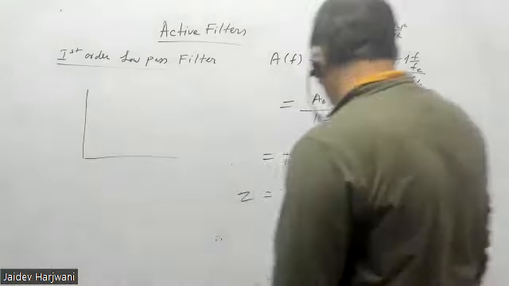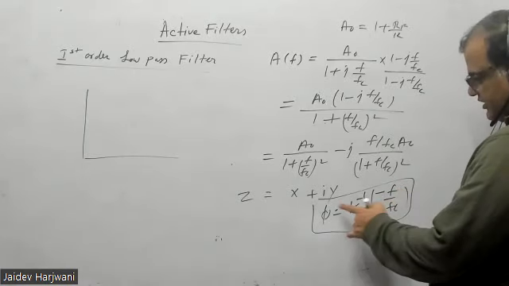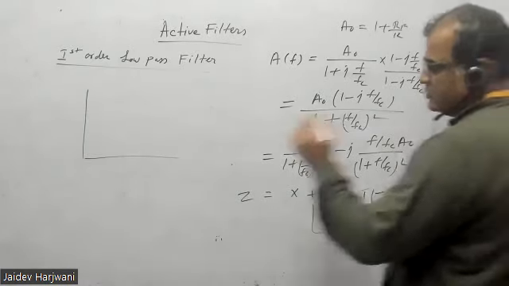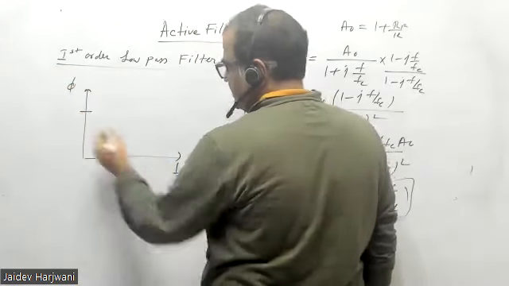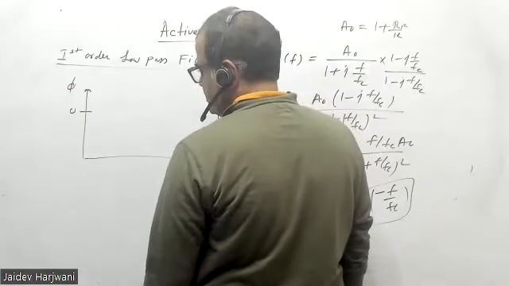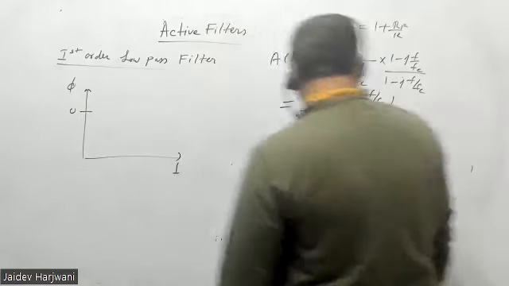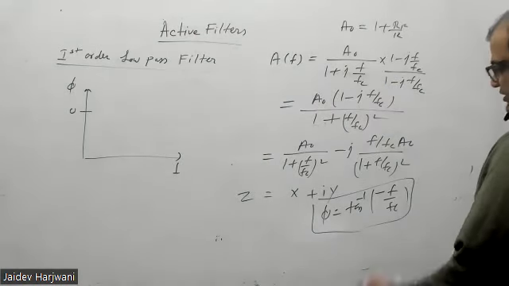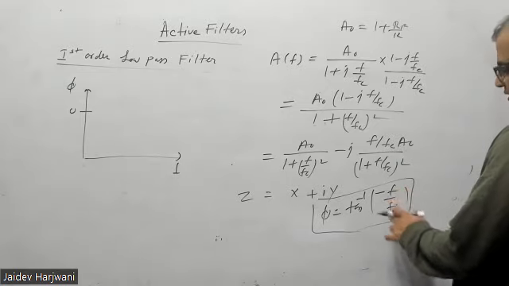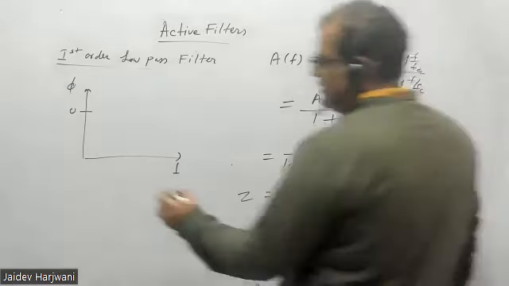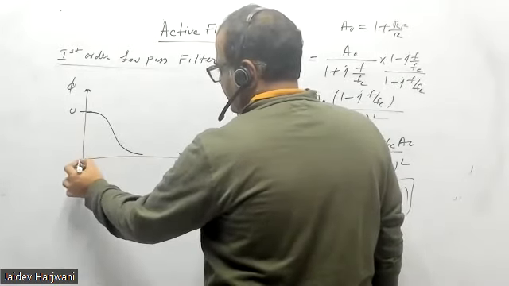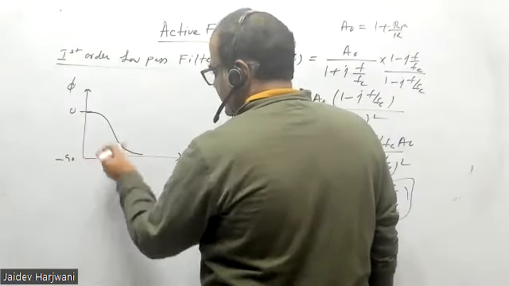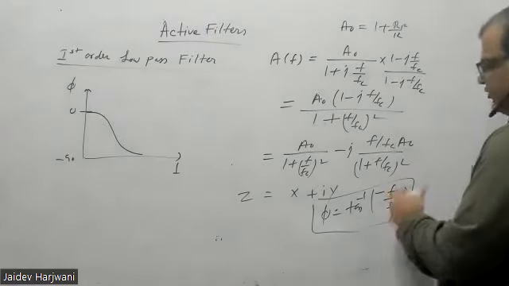So at f equal to 0, the tan inverse 0 is 0, so you have a phase. I am plotting phase versus frequency: at 0 it is 0. And if you put infinite, it is minus 90. That means if you keep on increasing like this, it will approach minus 90. You can keep on putting the values.